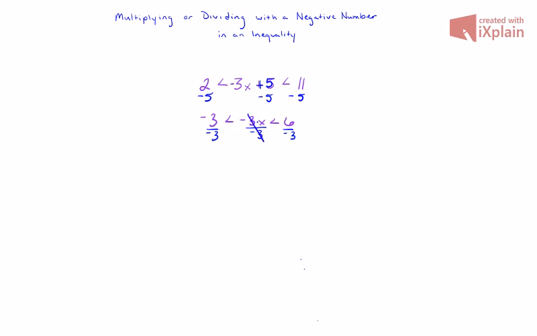The result, negative 3 divided by negative 3, will give me a positive 1. We need to flip that sign, and hopefully you're aware of that from watching the two previous videos. That's going to give me x in the middle, and again, we're going to flip the sign, and we're going to have negative 2 here, because 6 divided by negative 3 is negative 2.